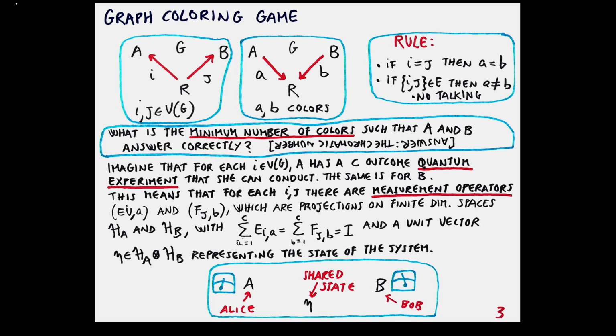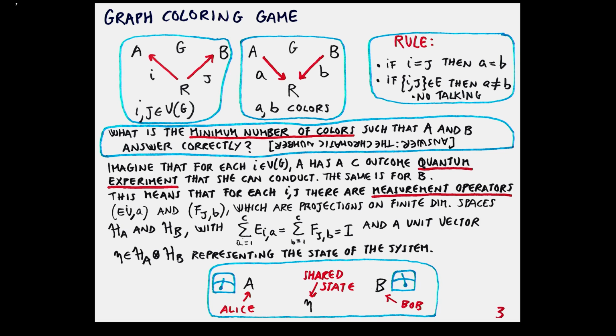If they receive the same vertex, they have to answer back the same color. If they receive adjacent vertices, they have to answer back different colors, with the constraint that they cannot talk to each other. So they get together with the referee, they choose the graph, they can plan their strategy, but then they move apart, they can't talk to each other, and they would like to play this game and win at every round. Now, here is the question. What is the minimum number of colors such that Alice and Bob answer correctly at every round?